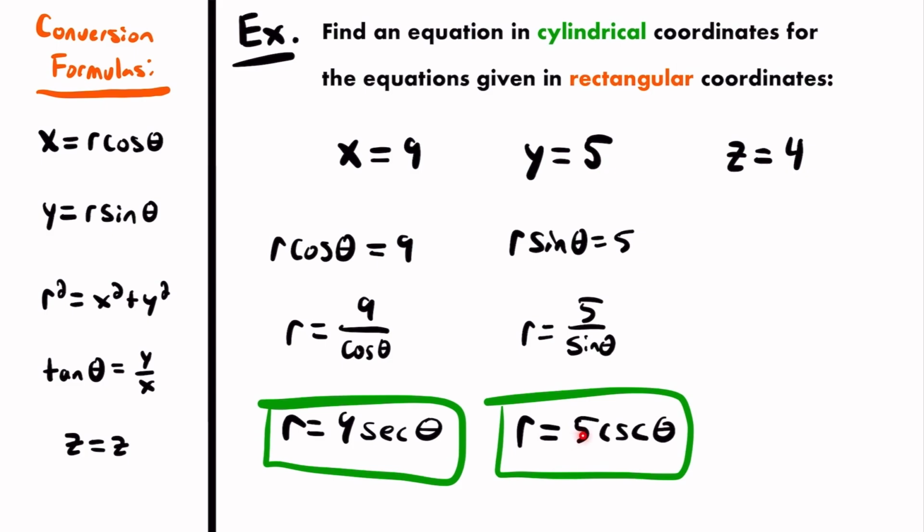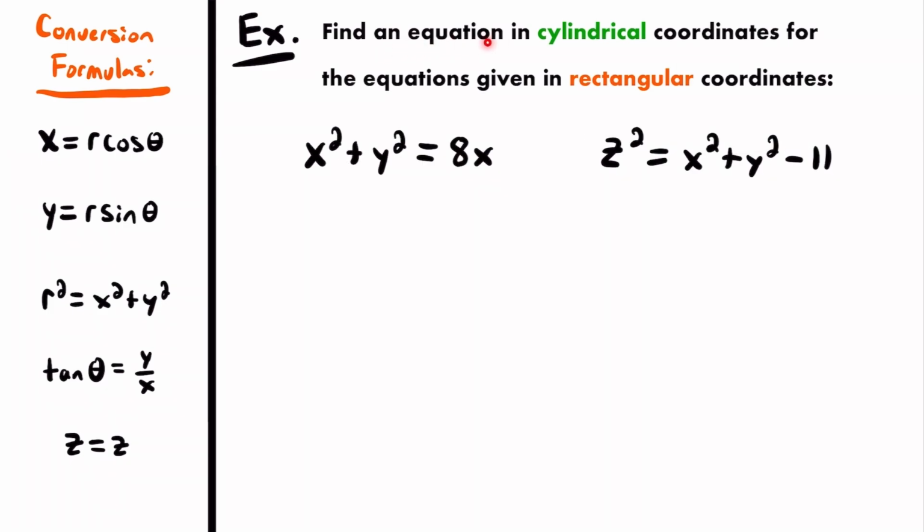And then finally, let's convert z equals 4. Don't think too hard about this one. If z is equal to z between rectangular and cylindrical coordinates, then the equation z equals 4 is still going to be z equals 4. Okay, so nothing changes here. Z is still going to be equal to 4. That is the equation in cylindrical coordinates for that plane. All right, so these three equations are equivalent to their corresponding equations above, and they all represent planes in the 3D coordinate system. Let's look at another example.